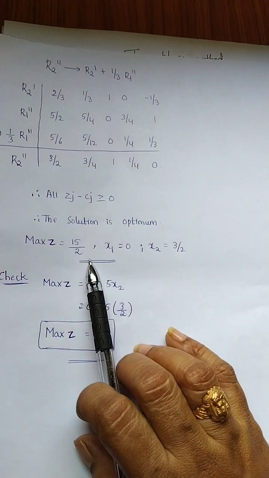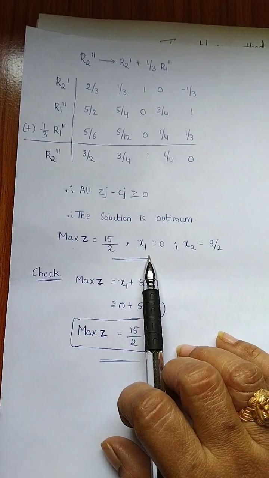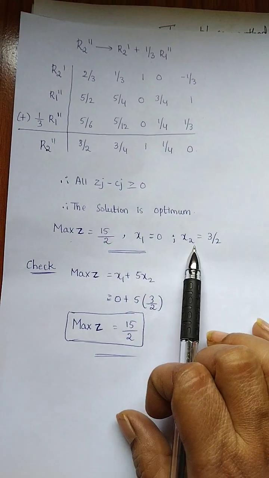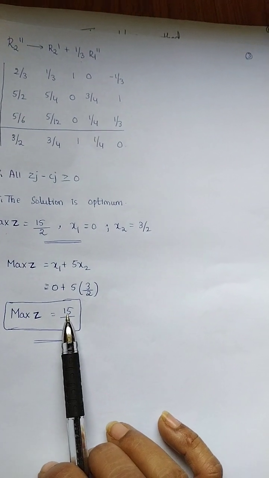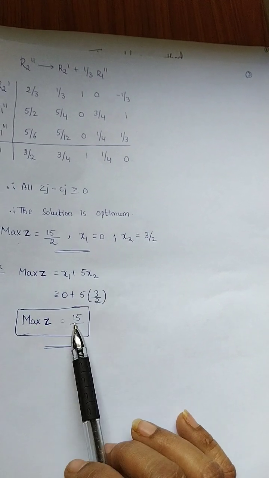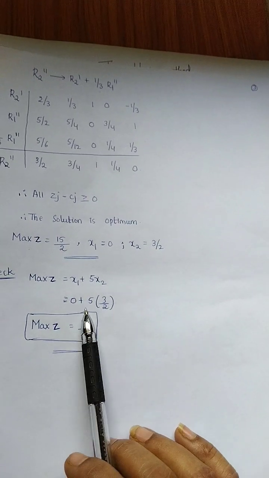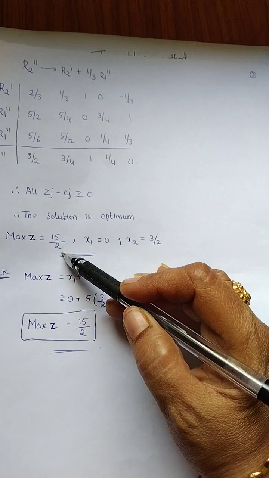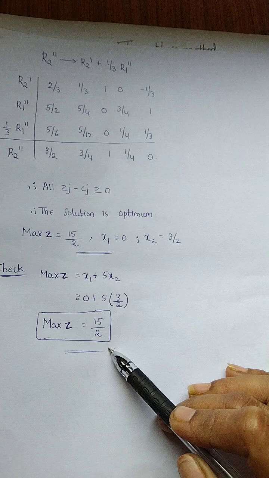And the maximum z you got is 15 by 2, where the decision variable x1 is not there in the final simplex table, which is 0, and x2 is nothing but 3 by 2. And we can check that in the objective function, where you have x1 plus 5x2, where x1 is 0 and x2 is 3 by 2. Just substituting that, you get maximum z equal to 15 by 2. While in the solution you got maximum z equal to 15 by 2. Here also you got 15 by 2.